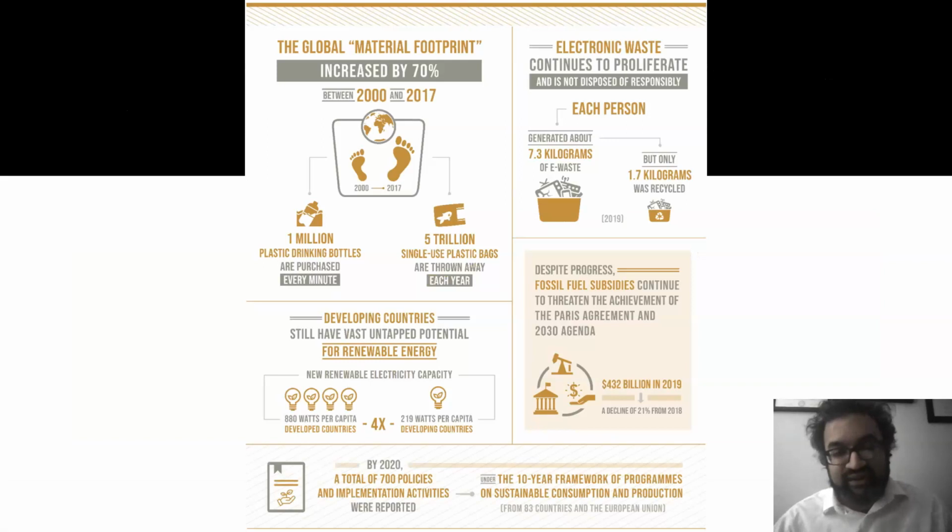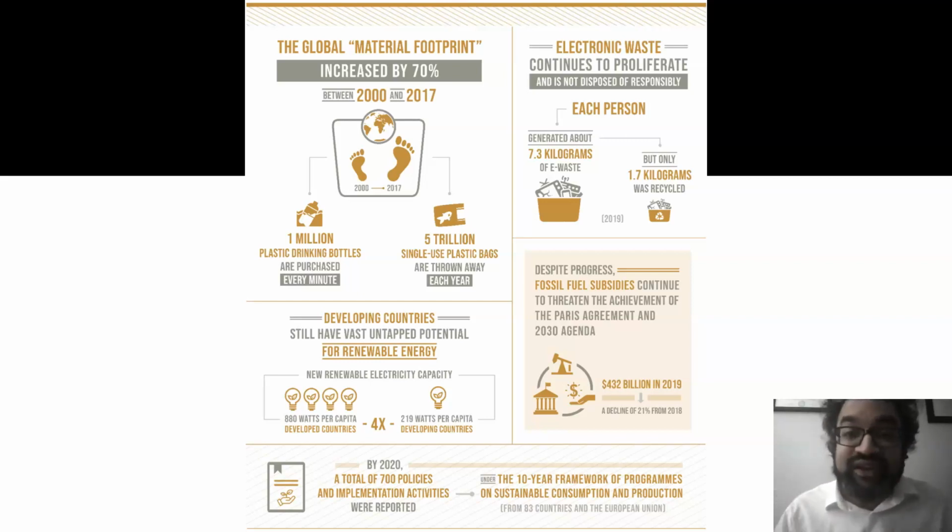Going into some visuals here, looking at an infographic about the Sustainable Development Goal. This starts to shed some light on what goal number 12 is all about. The global material footprint increased by 70% between 2000 and 2017. So what does material footprint mean? Well, this translates to 1 million plastic drinking bottles purchased every minute.